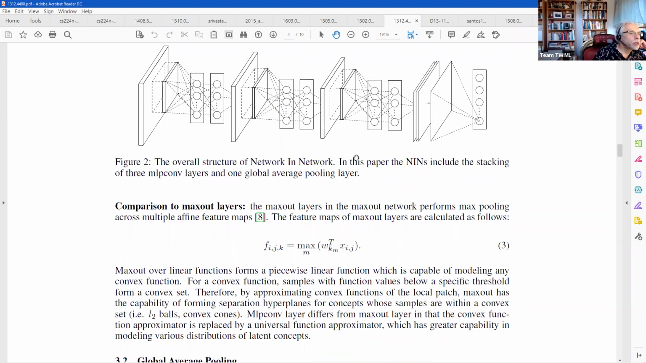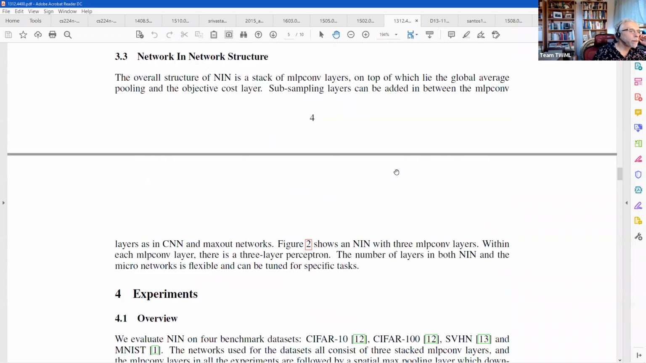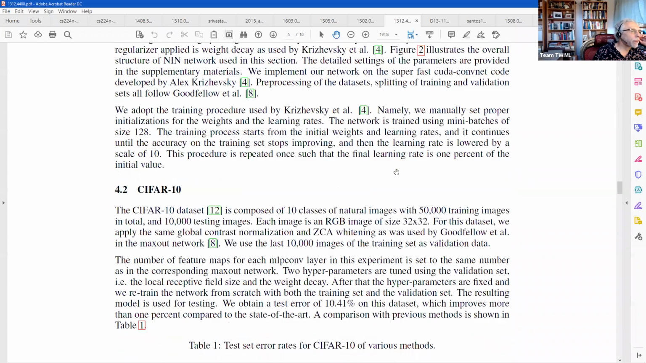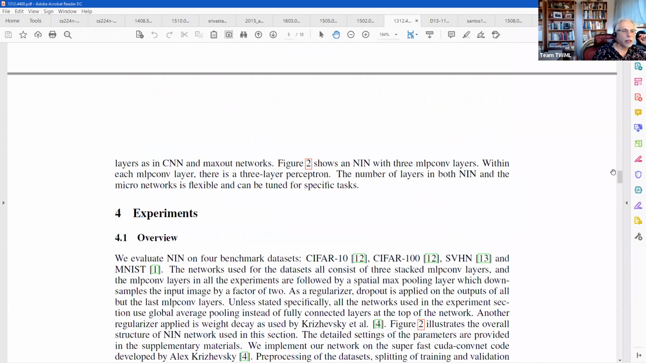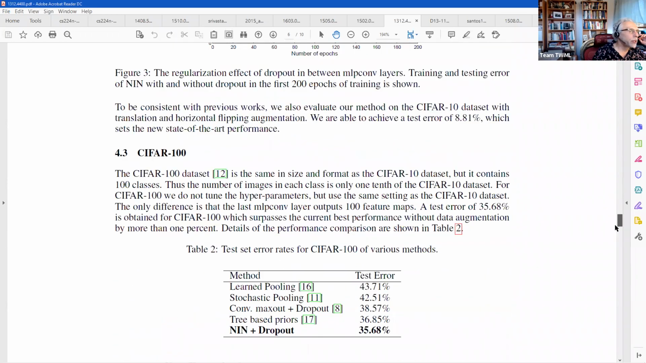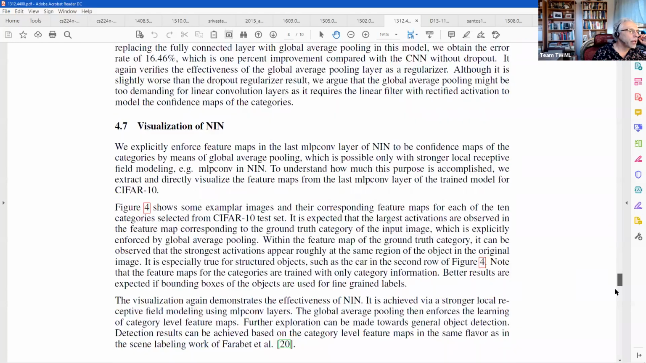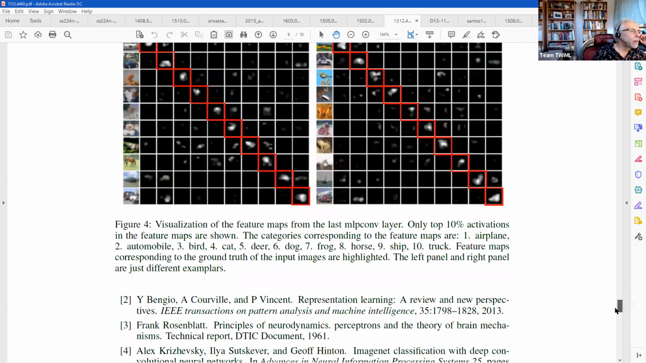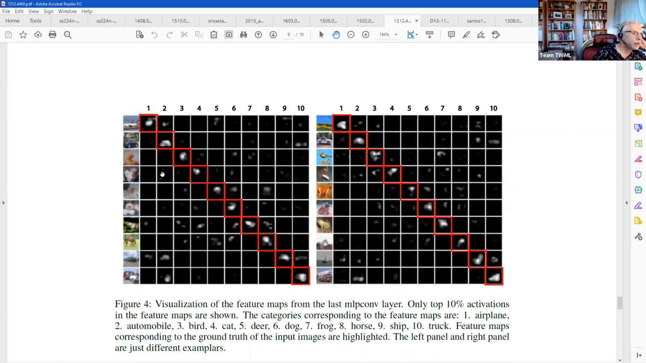Let's see, global average. In this paper, NIN is network in network, and he basically says this is the same as a 1-by-1 convolution. Then he just talks about the experiments that he's done and how well he's done. I'm not going to go into more detail about this. These are all standard data sets that they use. And then this is the visualization of the feature maps that you've seen before.